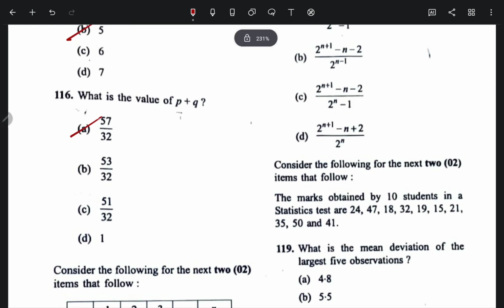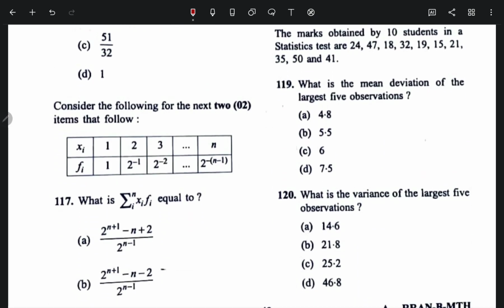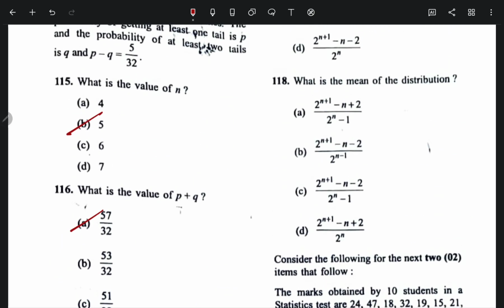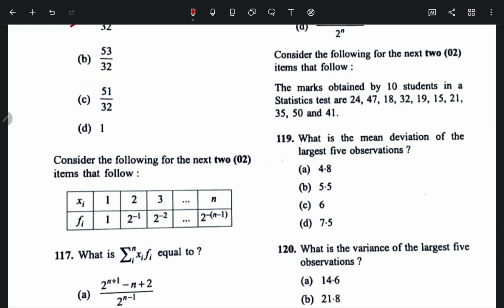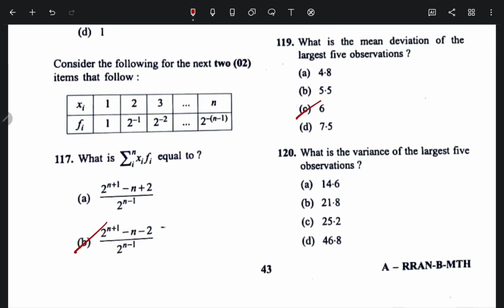116 the answer is A. 117 we are going to use just statistics. It's going to be all formula related. So 117 is going to be B. 118 you'll get C. Mean of the distribution, you just apply this formula. 119 you'll get C. 120 you'll get D.